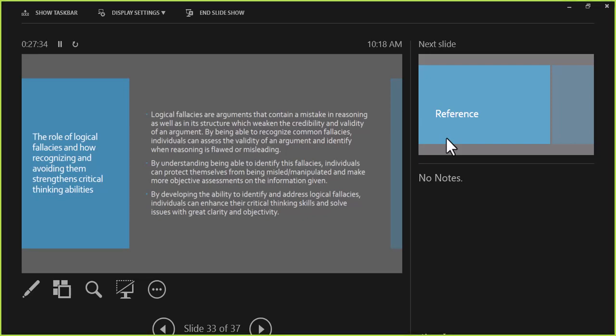By being able to identify these fallacies, individuals can also protect themselves from being misled or manipulated, because that's one of the traits of logical fallacies. They mislead a person from the topic at hand, and recognizing them allows a more objective assessment of the information given. By developing the ability to identify and address logical fallacies, individuals can enhance their critical thinking skills and solve issues with great clarity and objectivity, which are also great points that we have to use in order to say we're thinking critically.